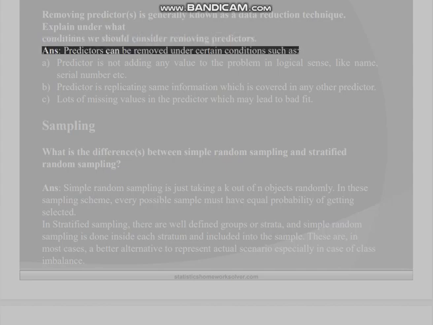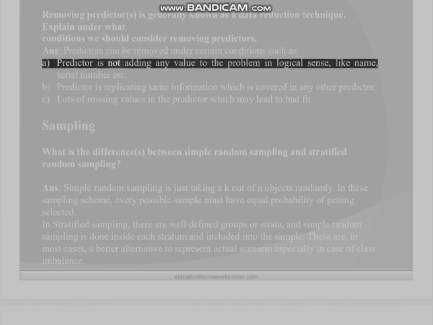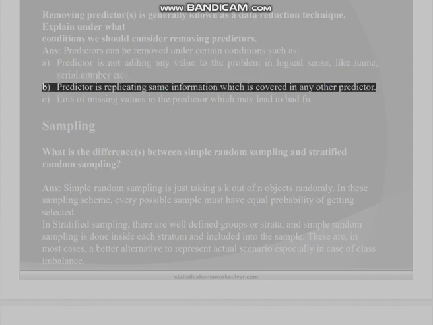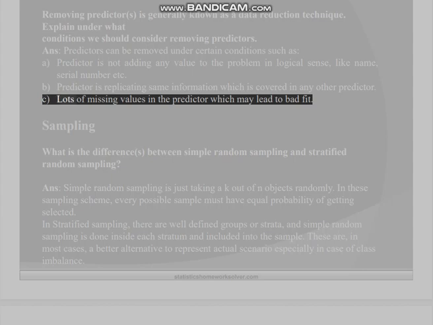Answer: Predictors can be removed under certain conditions such as: A. The predictor is not adding any value to the problem in a logical sense, like name, serial number, etc. B. The predictor is replicating the same information which is covered in another predictor. C. There are lots of missing values in the predictor, which may lead to a bad fit.